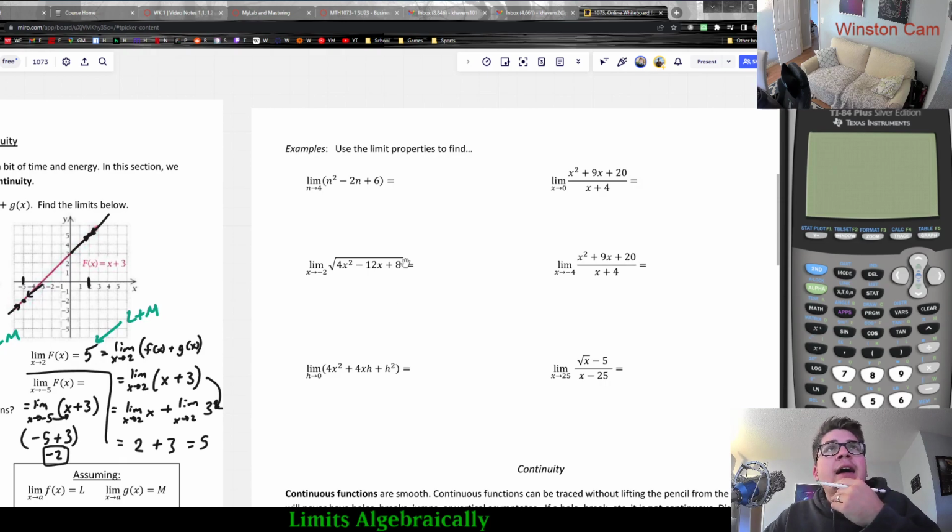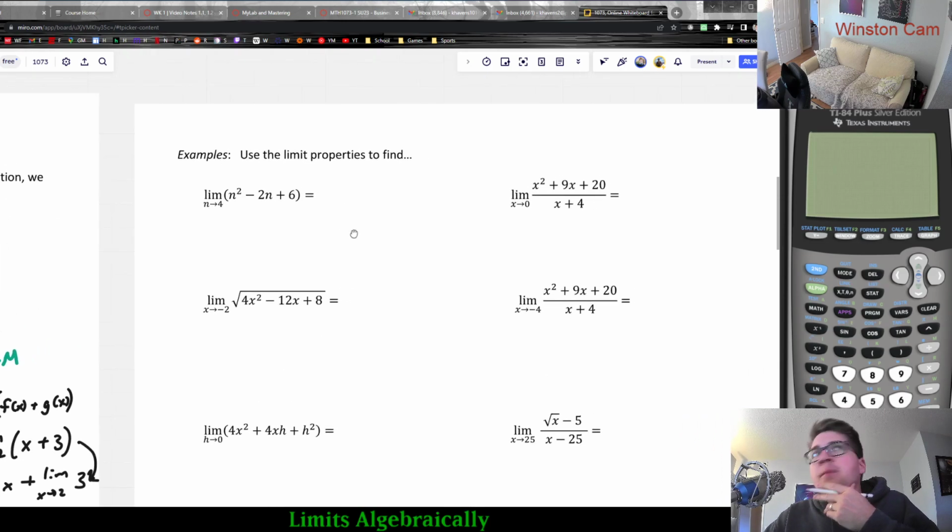So let's say we're looking at the first example in our packet, the limit as n approaches 4 of n squared minus 2n plus 6. Again, you could graph it, you could plug in 3.9, see what happens, or even plug in 4 and see what happens. But let's talk about how we would use the limit laws.